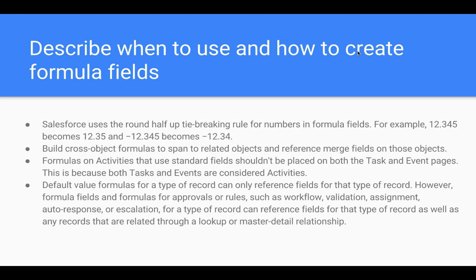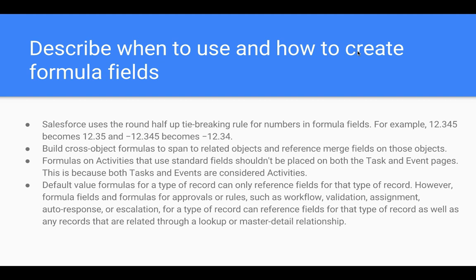So describe when to use and how to create formula fields. The first thing to know about formula fields is that Salesforce rounds up. All right? So that's important. When you're building cross-object formulas, this is really important. In order for you to relate objects and reference merge fields, you need to build cross-object formulas. Once again, please star this particular point, because Salesforce is going to ask you about this. They're going to say, all right, so how would you span to related objects and reference merge fields? And one of the options is going to be to build a cross-object formula. So that's what you would do right here, all right?